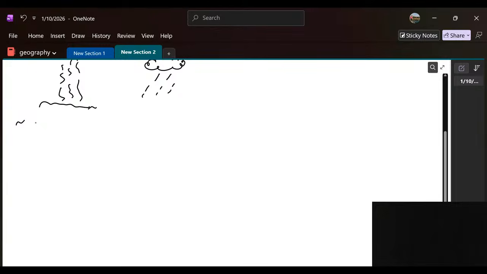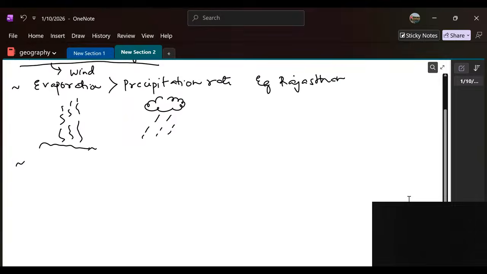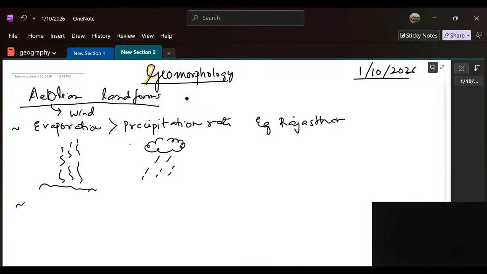Strong winds blow there. So annual rainfall is less than 250 mm or 25 centimeters. All right, and the potential evaporation rate exceeds the precipitation rate. I think this one is clear. And strong winds blow there. Aeolian landform. Obviously, because of strong winds, only then will landforms take shape, right? And one more thing, the landscape is highly angular.